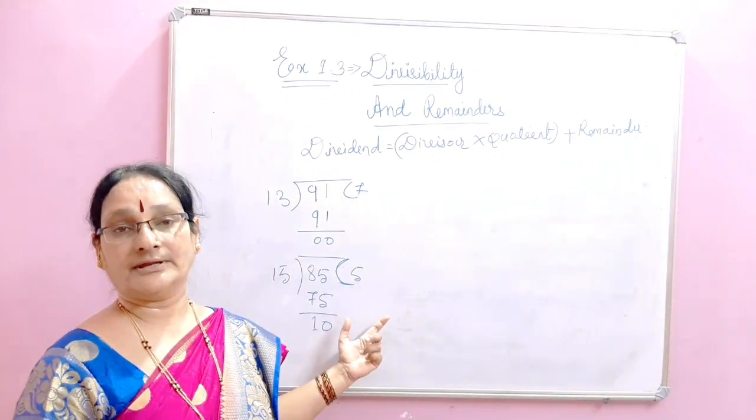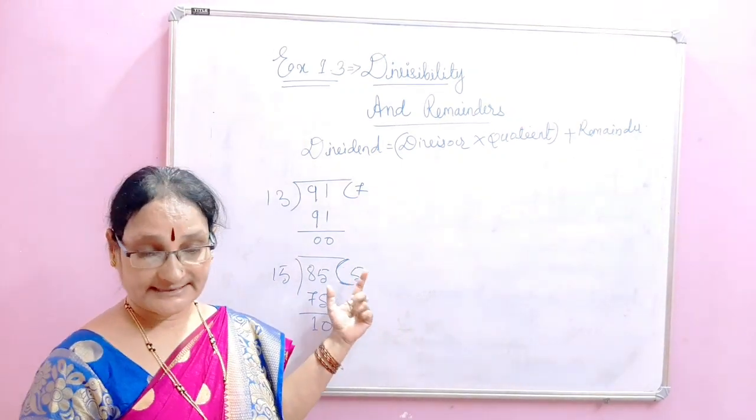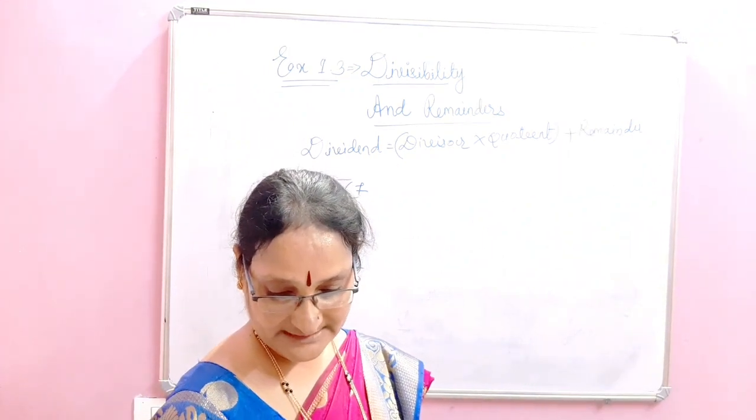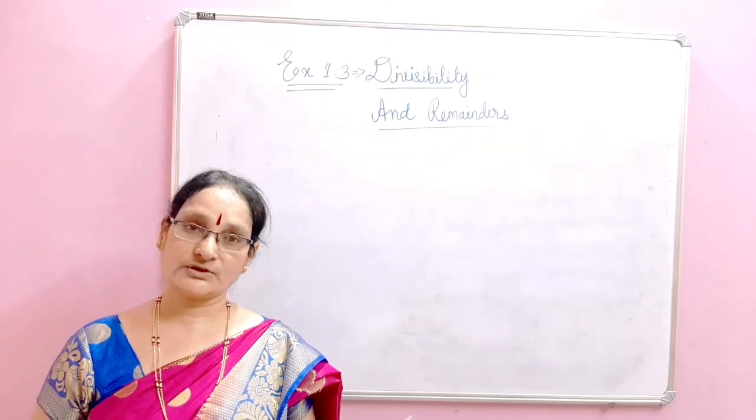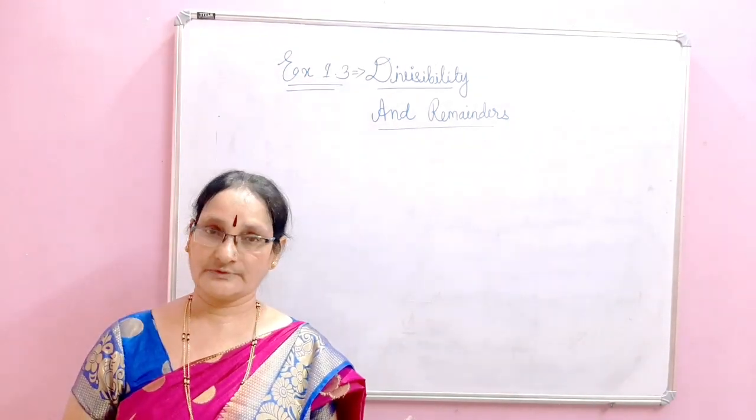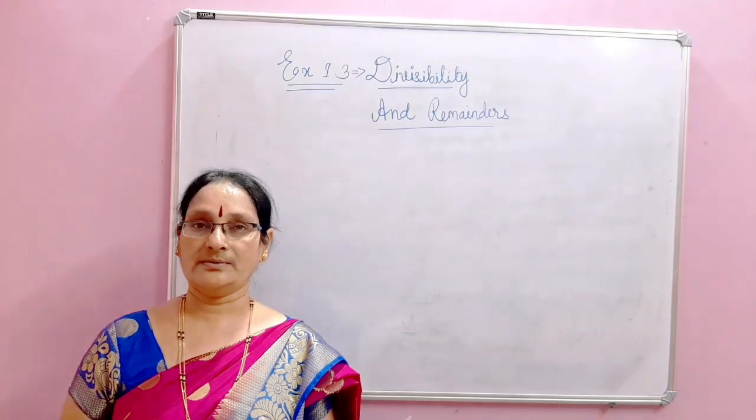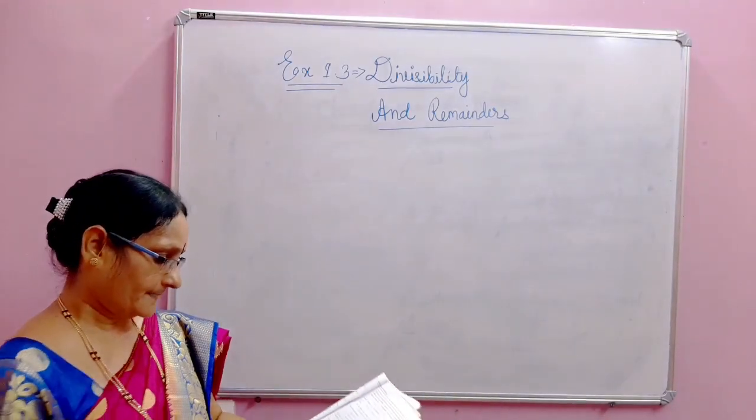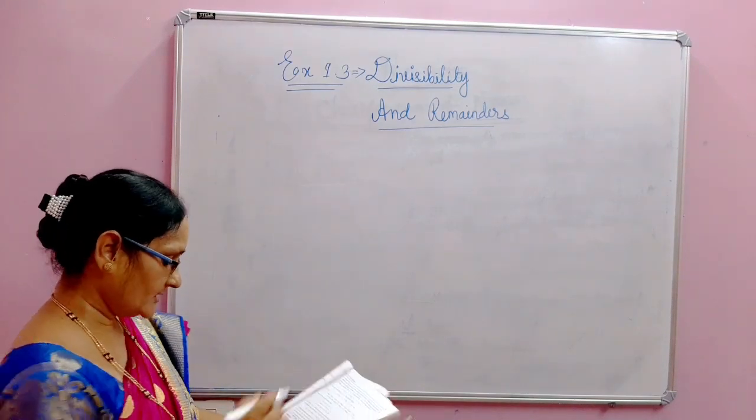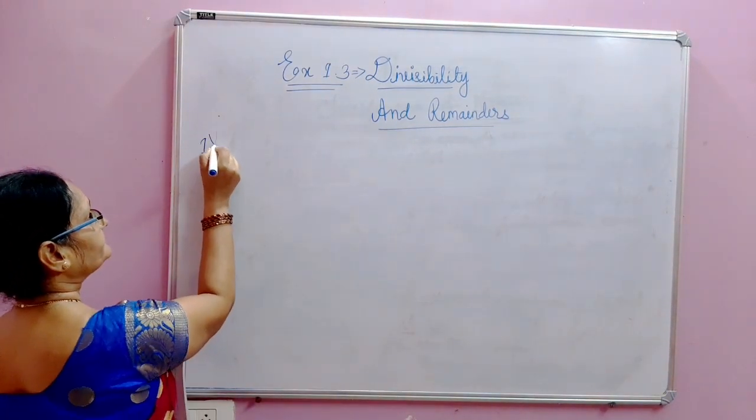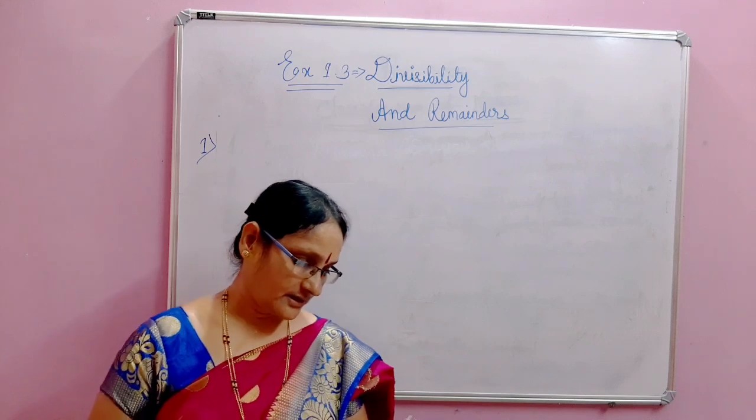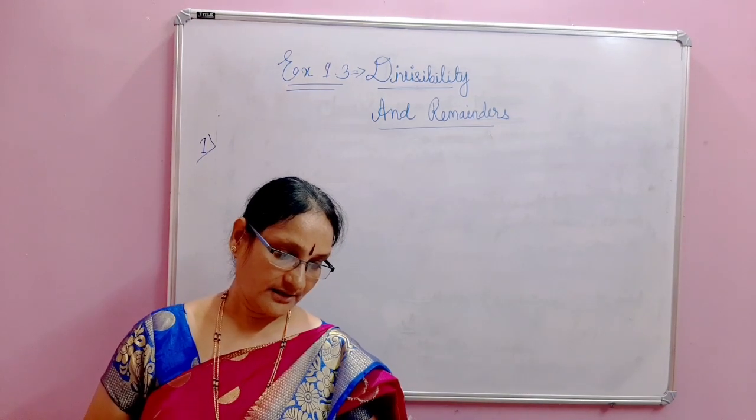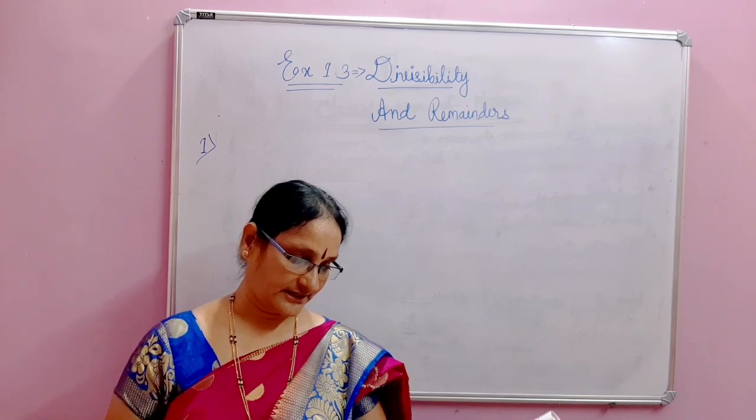On this basis, now you can solve Exercise 1.3. Let me solve 2-3 examples from Exercise 1.3. Yes, my dear students, from Exercise 1.3, just one or two problems I will solve. The remaining ones you have to solve and understand. Exercise 1.3, the first question: find the quotient and the remainder when each of the following numbers is divided by 13.